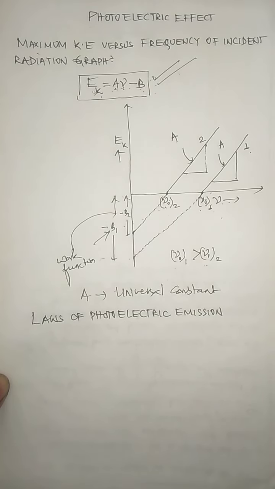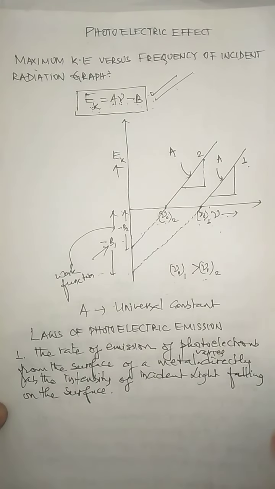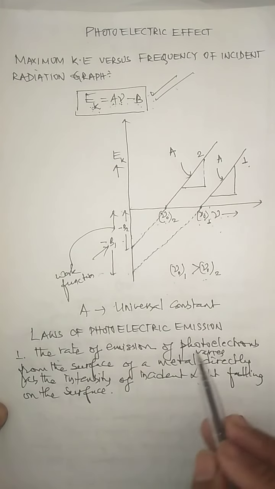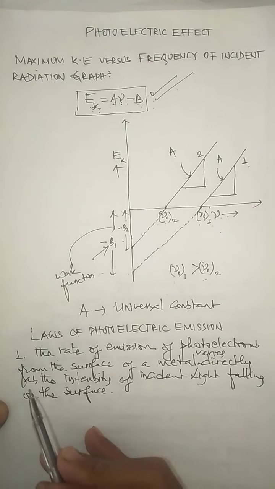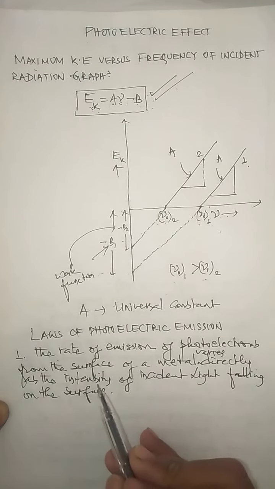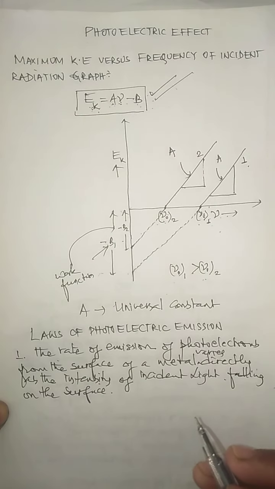But let me just come to the laws of photoelectric emission. One of the first laws of photoelectric emission says that the rate of emission of photoelectrons, which means the photoelectric current, varies directly as the intensity of incident light falling on the surface. That means photoelectric current and intensity of light are directly proportional to each other.